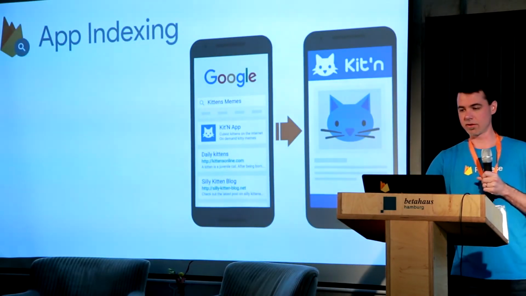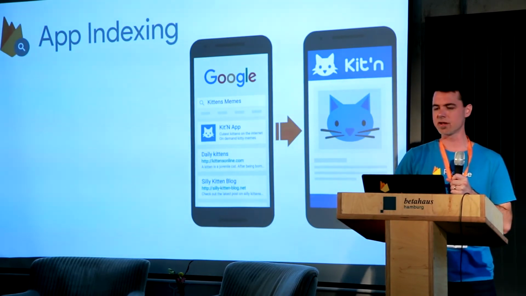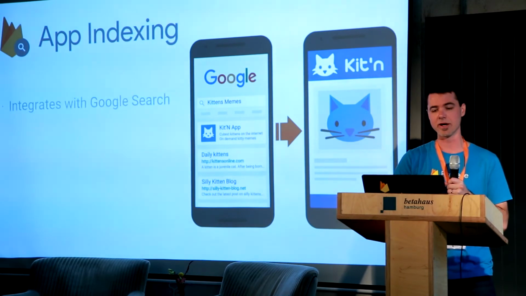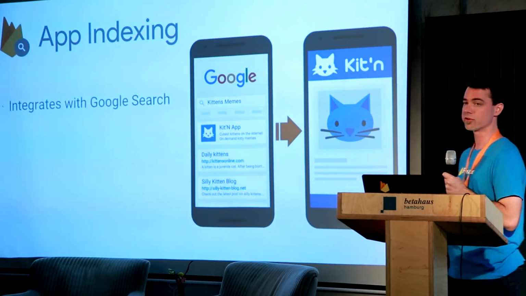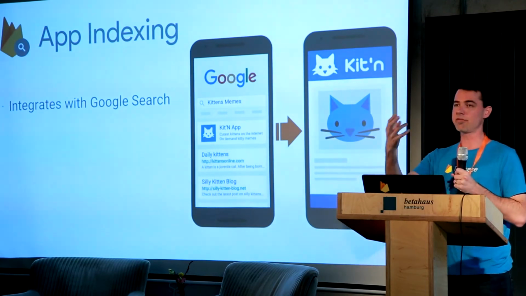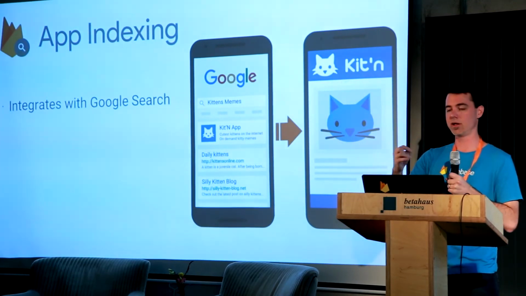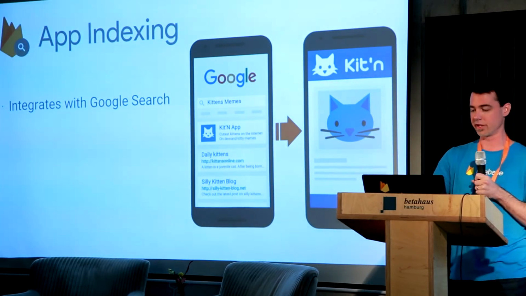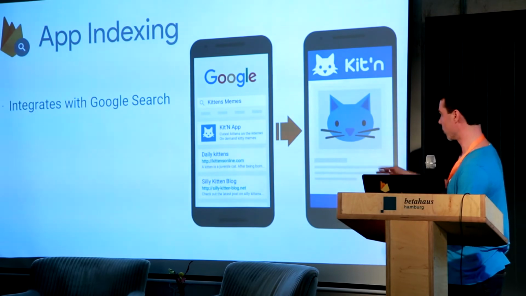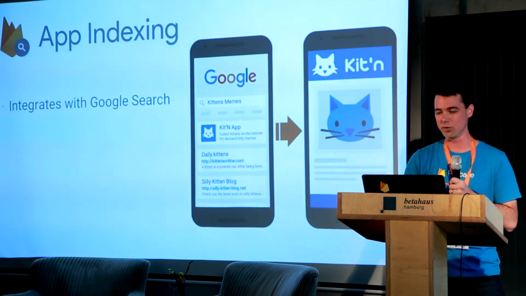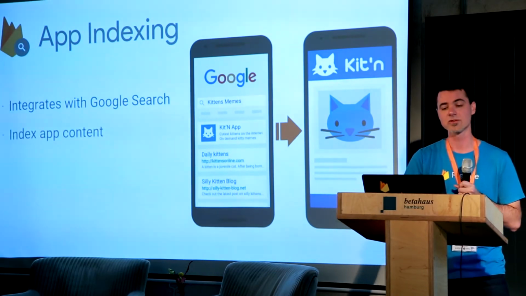App indexing. So this is actually kind of an old product that was part of Google Play Services and became part of Firebase. It integrates with Google Search. So now when someone does a search in Google, you can have your app essentially be a proposal or something that they could click on as a result of doing a Google search. So if you're searching for kitten memes and your app says, well, I'm all about kitten memes, then you can basically show up in Google search results.